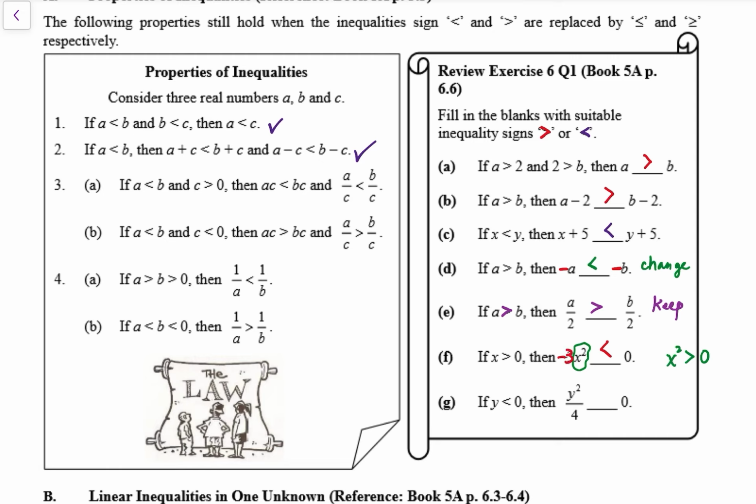Part G, y is negative itself, but y squared is always positive. The square of any number is always positive or equal to 0. So if y is negative, then y squared would be positive. So y squared over 4 is greater than 0. So we are going to apply these inequalities.